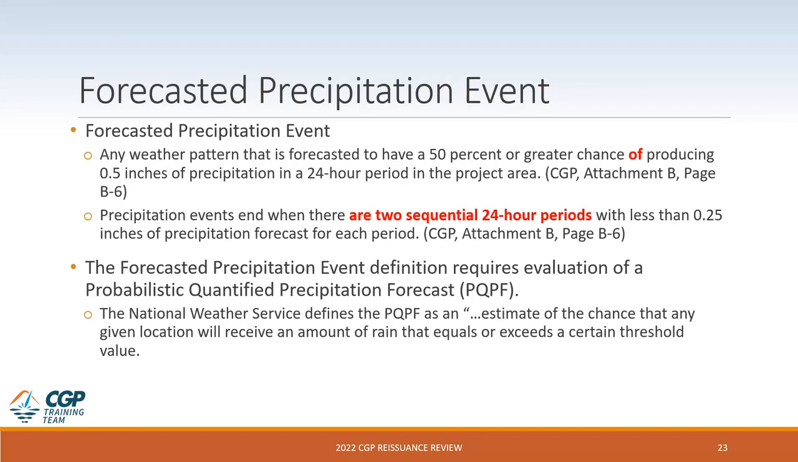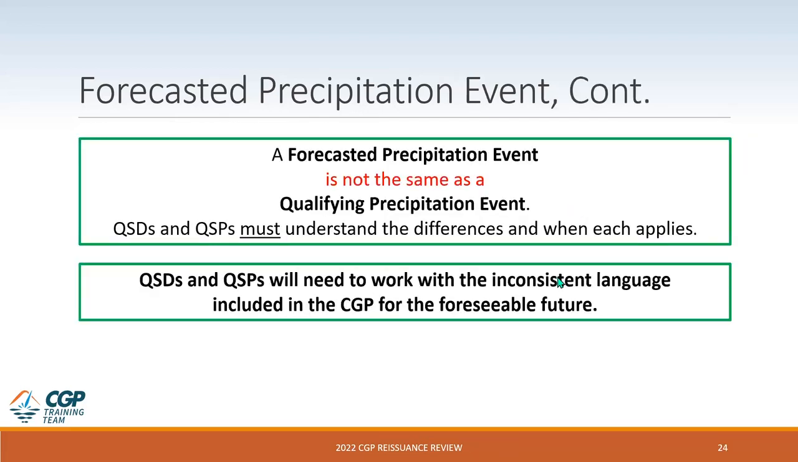The National Weather Service defines the probabilistic quantified precipitation forecast as an estimate of the chance that any given location will receive an amount of rain that equals or exceeds a certain threshold value. It's important to remember a forecasted precipitation event is not the same as a qualifying precipitation event. QSDs and QSPs must understand the differences and when each applies. QSDs and QSPs will need to work with the inconsistent language included in the construction general permit for the foreseeable future.